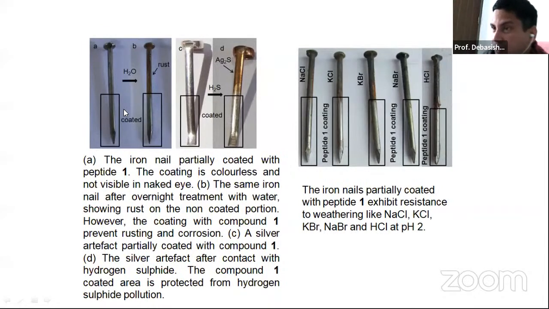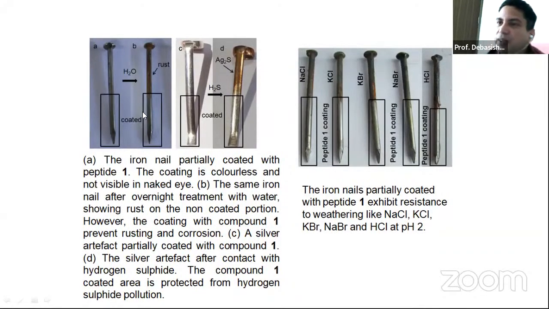And not only iron, we have also studied with a silver artifact. We know that silver is very sensitive to hydrogen sulfide. Even if you use silver ornaments for a long time, due to the presence of a little hydrogen sulfide in the atmosphere, in air, the silver ornament will turn black after a few days due to the formation of silver sulfide. So we protected half of a silver artifact with our hybrid compound, and the rest half is naked, and we put it in a hydrogen sulfide atmosphere. We found that the naked part quickly turned to silver sulfide, but the protected, covered part is intact.